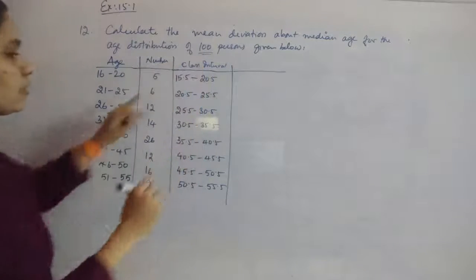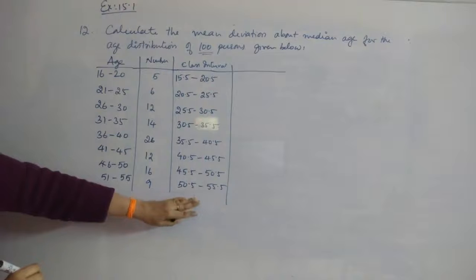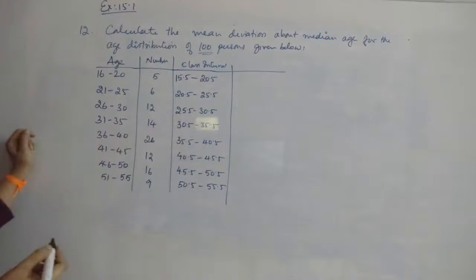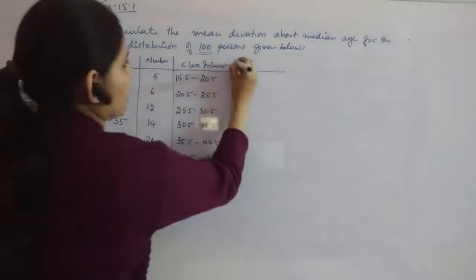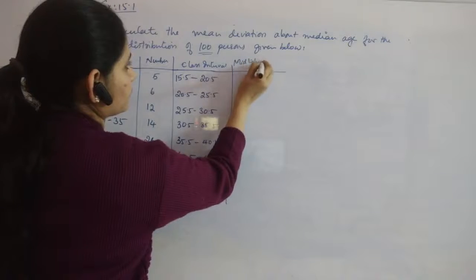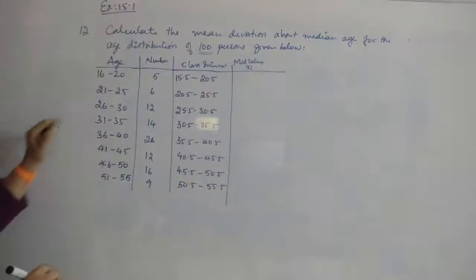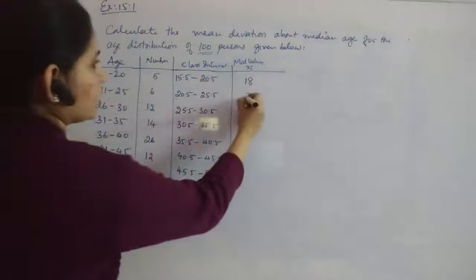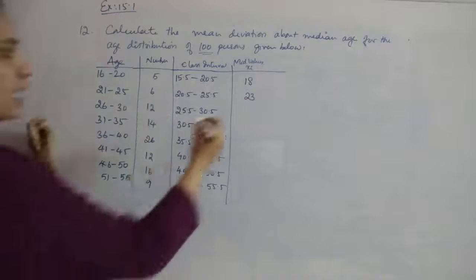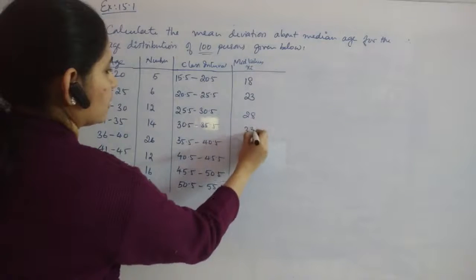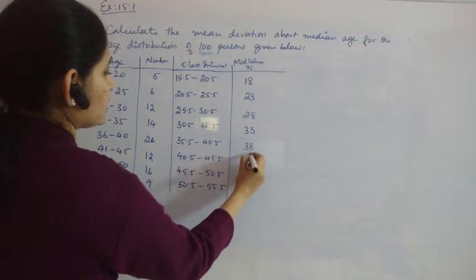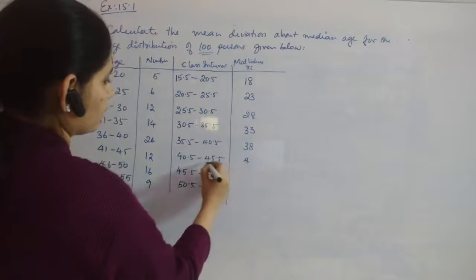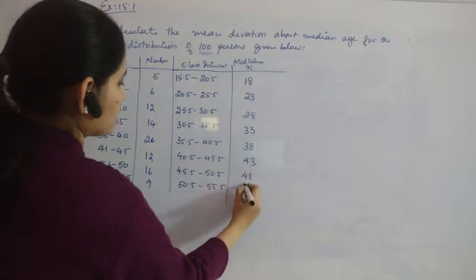After making the class intervals continuous, the next column will be the mid value, which acts as xi. What is the midpoint of 15.5 to 20.5? It is 18. Then here you will have 23, then 28, 33, 38, 43, 48 and 53, correct?